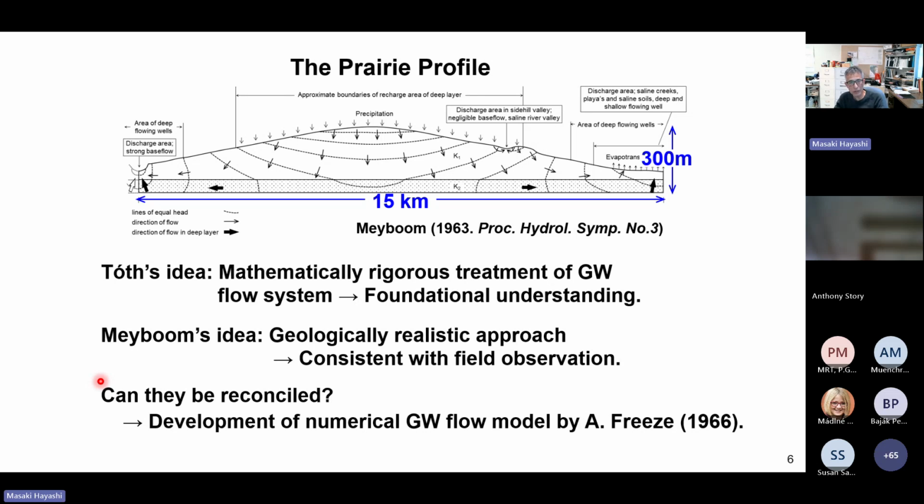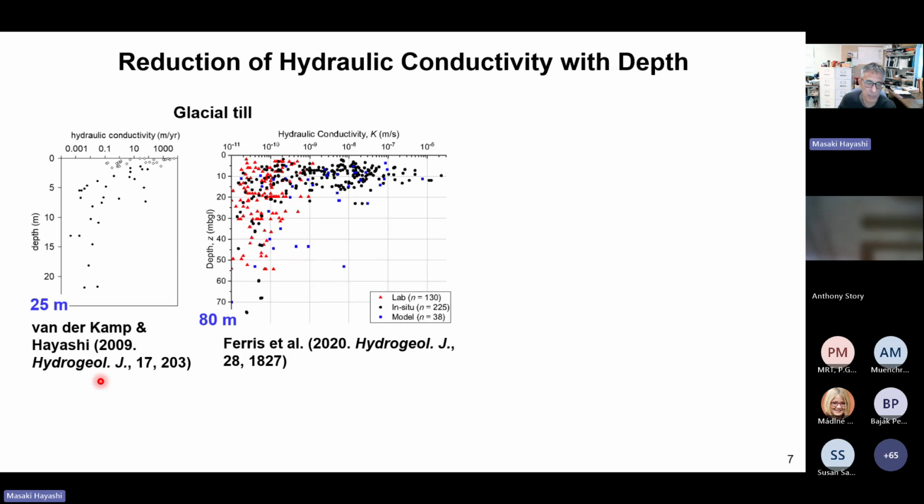Going back to this notion of geology not being uniform, here are some examples. This is for the glacial till, which covers most of the Canadian prairies, including the places where Tóth had developed the groundwater flow system concept. This is our own work. Garth and I measured lots of hydraulic conductivity in the till, and noted exponential decay by several orders of magnitude, 2, 4, 6 orders of magnitude indeed, within 25 meters of the ground surface.